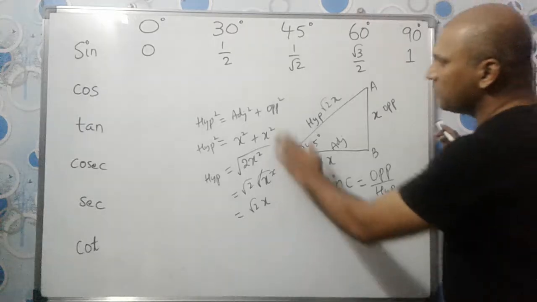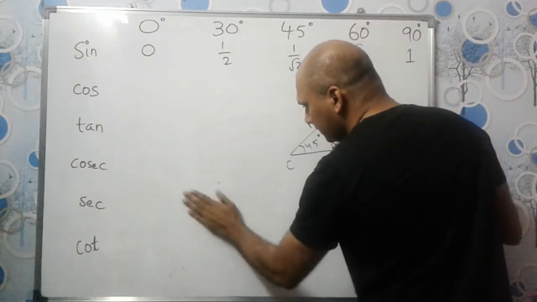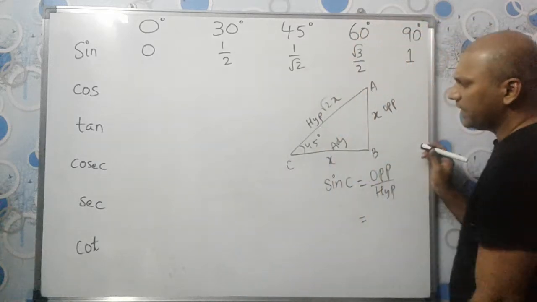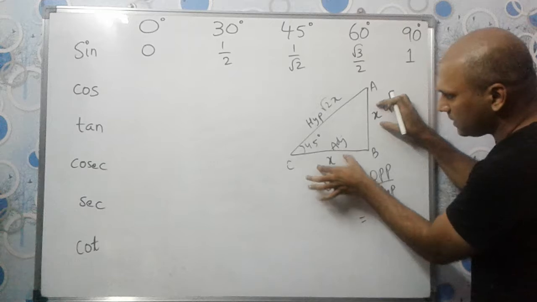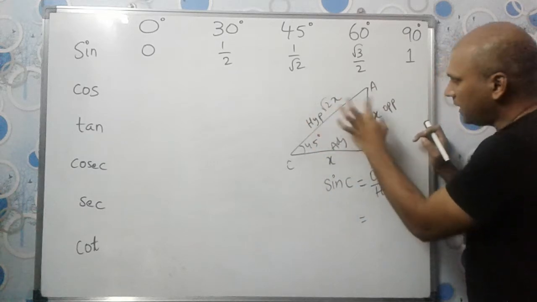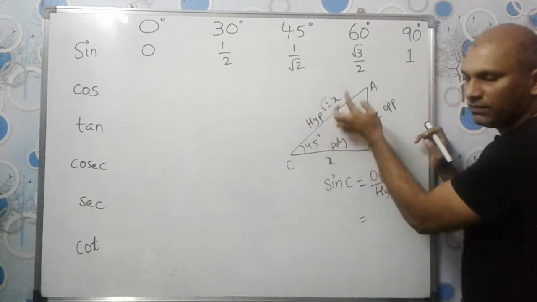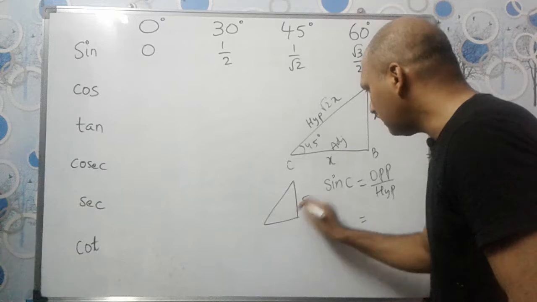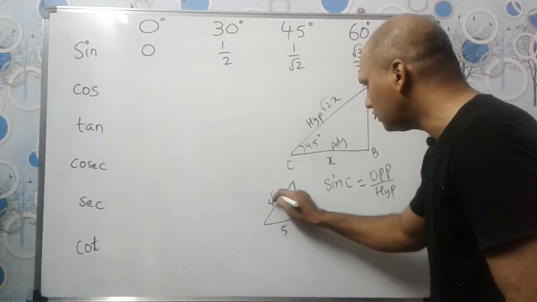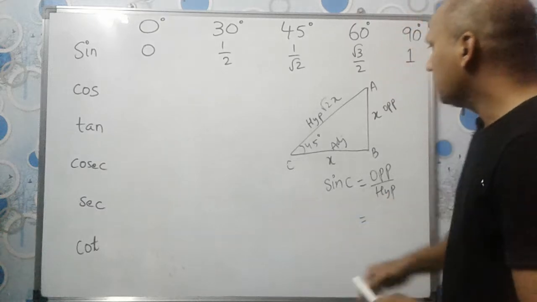Always remember, if you are given a right angle triangle and two sides are equal, that is, if this is x and this is also x, then the hypotenuse will be root 2 x. Like if this is 5, this will be 5 root 2. If this is 10, this will be 10 root 2. Remember that.